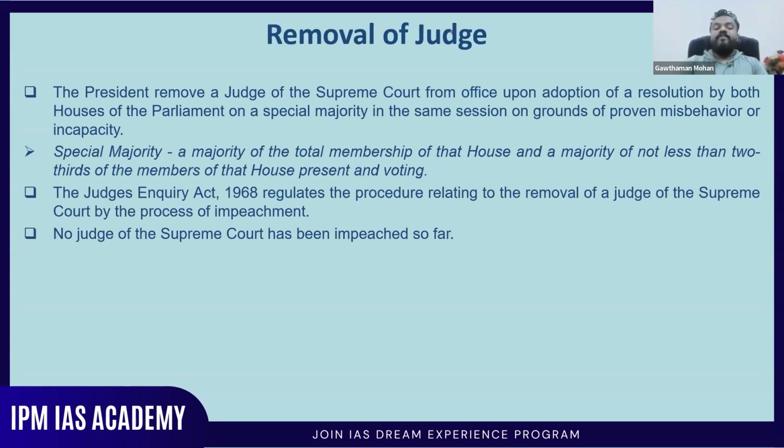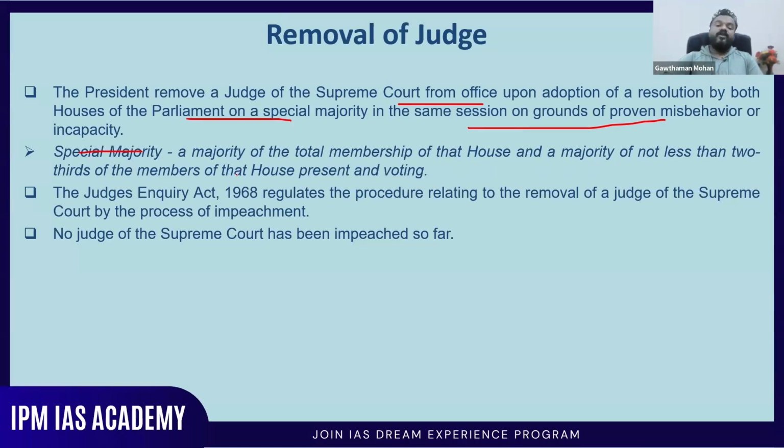Removal of judge. The President removes the judge of the Supreme Court from office upon adoption of a resolution by both houses of the Parliament on a special majority in the same session on grounds of proven misbehavior. Very important. Proven misbehavior or incapacity.